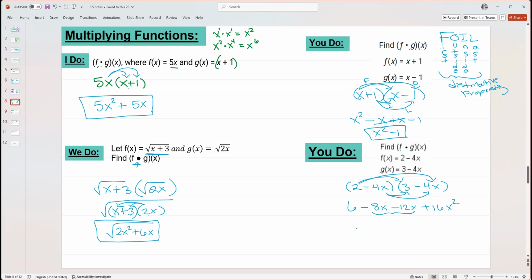Middle terms are what's going to combine. So we have 6, -8x minus 12x. That's like you owe $8, then you spend $12 more. Now you owe $20. So 6 minus 20x plus 16x squared. And you're done.